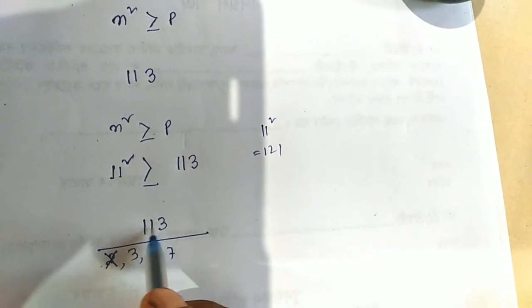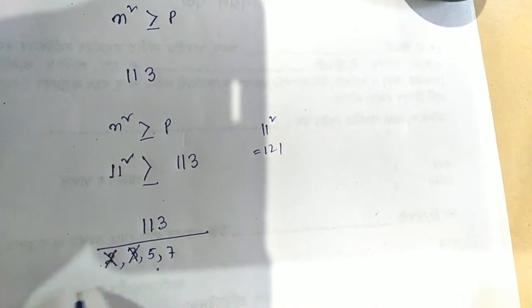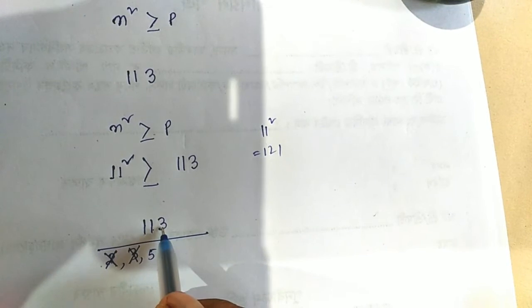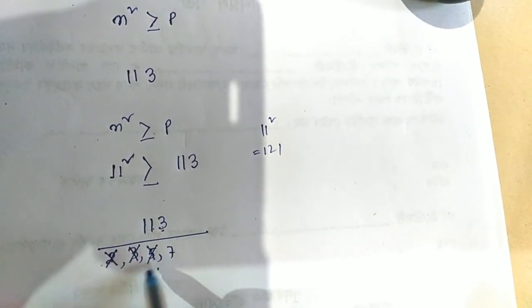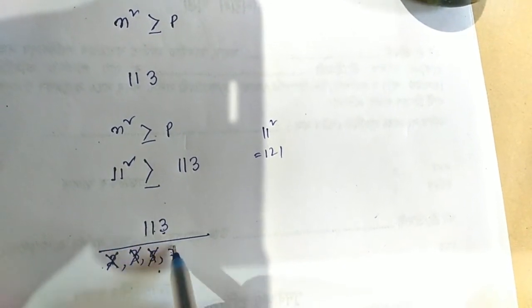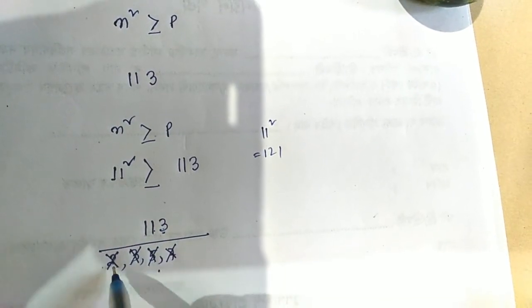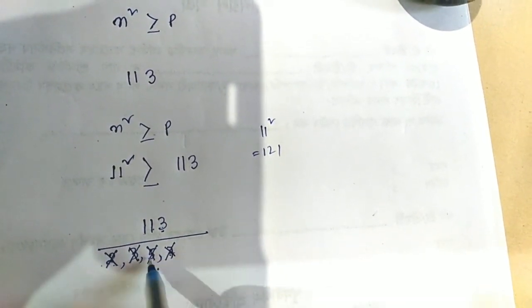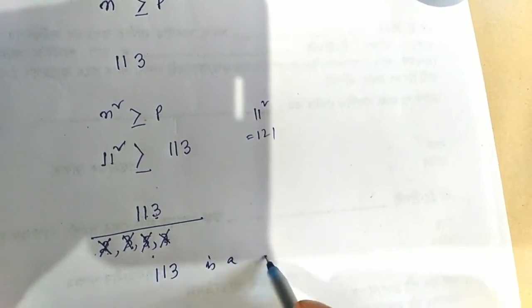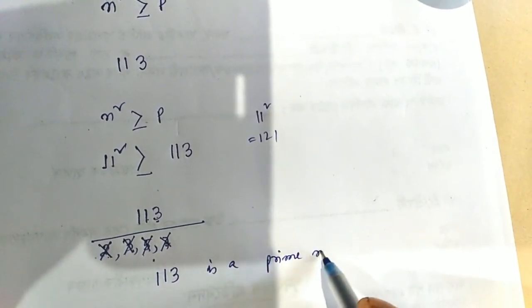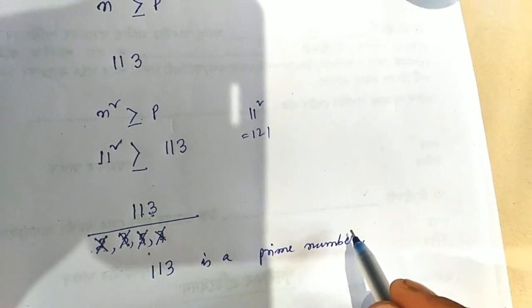By 3, add the digits: 3 plus 1 is 4, 4 plus 1 is 5. We cannot divide 5 by 3, so 3 is cancelled. Now, if in the units place there is a 0 or a 5, then it is divisible by 5. But in this case, we cannot divide. By 7, we cannot divide. It means 113 is not divisible by 2, 3, 5 and 7. So 113 is a prime number.